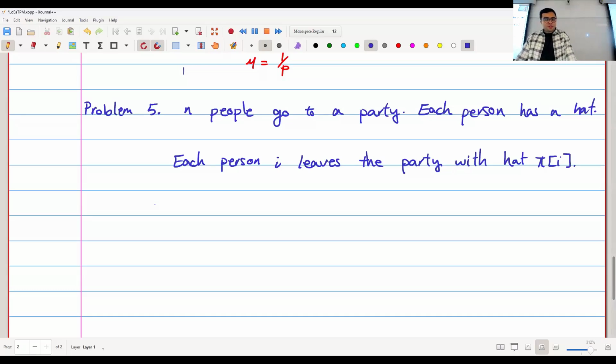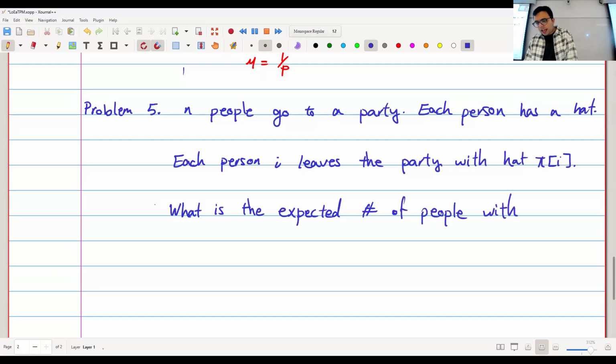Now, my question is this. How many people do you expect would have their own hat? What is the expected number of people with their own hats? And I'm assuming here that every permutation is equally likely.